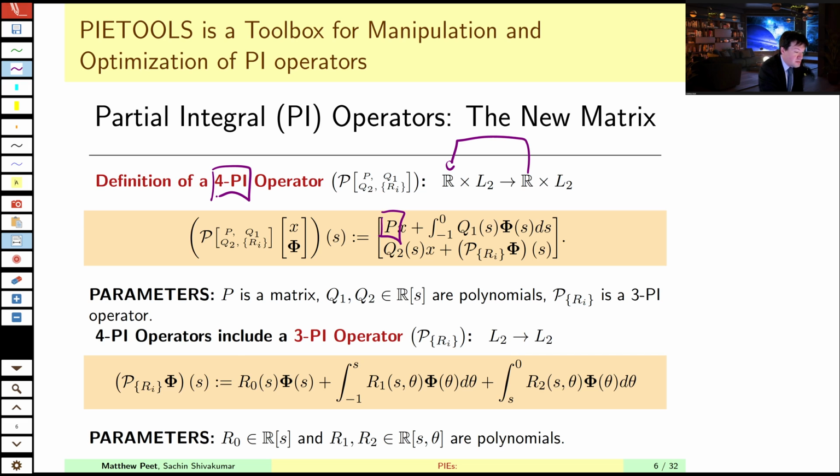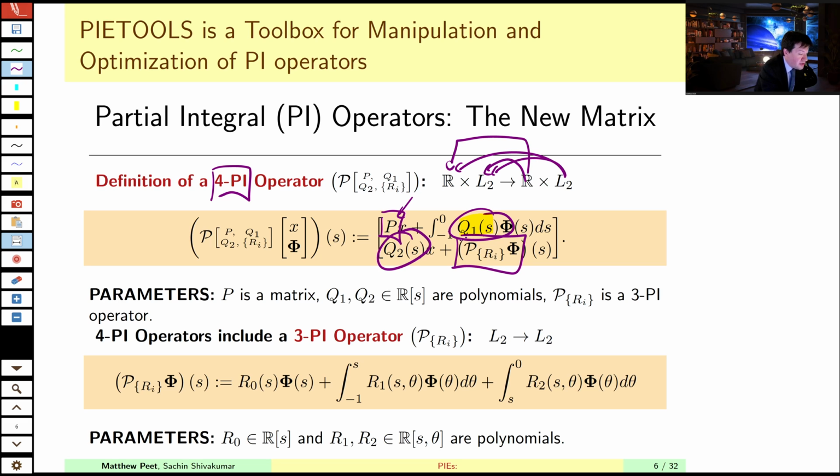In particular, we've got Rn to Rn, which is here parameterized by a matrix. But these other operators are parameterized by functions. So in particular, we've got here L2 to Rn. That's this one right here, Q1. We've got L2 to L2, which is actually itself a PI operator, so it's got a PI operator parameter. And Rn to L2 here is this function right here.